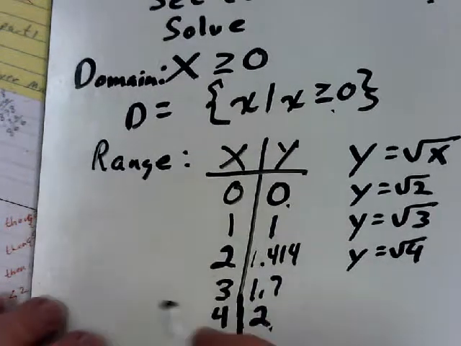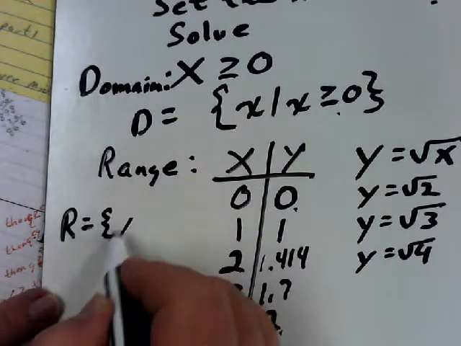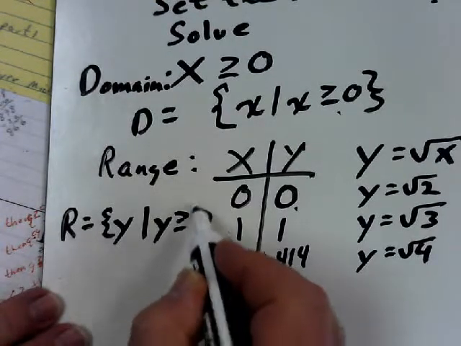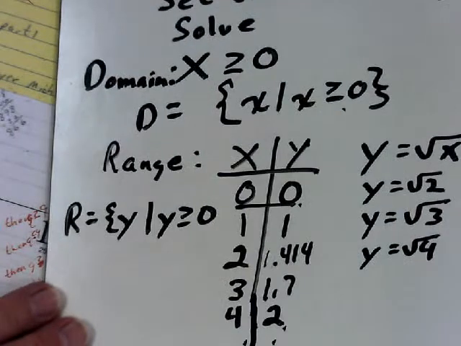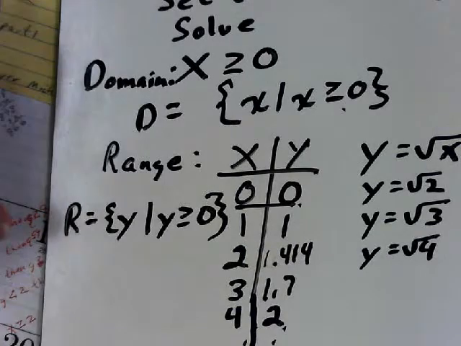Okay? So the range would be where y is greater than or equal to 0. In other words, the smallest value right here. And it will go to infinity. As the x gets bigger, the y will get bigger. Okay? We all right with that? Yeah.